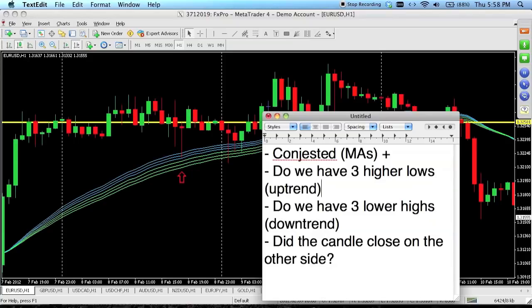Okay, don't worry, you don't need to write this down. I will have this video recorded. It will be up on YouTube and the websites, everywhere you can think of, it'll be there. So yes, this is an uptrend, this is a downtrend, and did the candle close on the other side? No. So from all these criteria, one of them was incorrect. So this all in all would be an invalid trade.